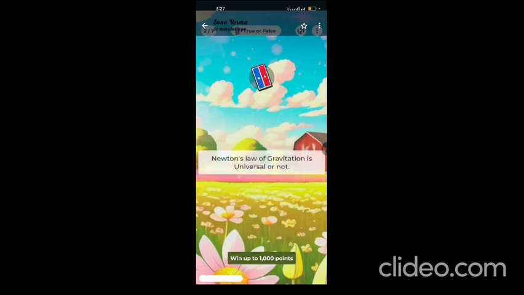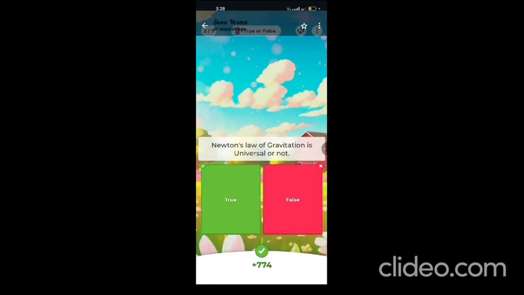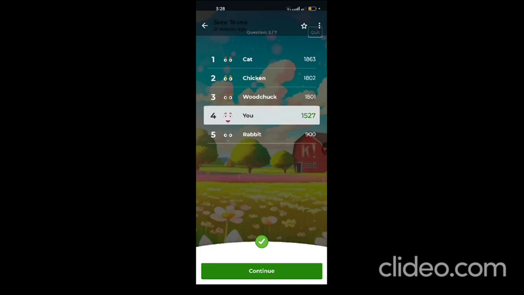Now the second one is true or false. Newton's law of gravitation is universal or not? So is the answer true or false? Yes, you are right. The answer is true. Let's move further.